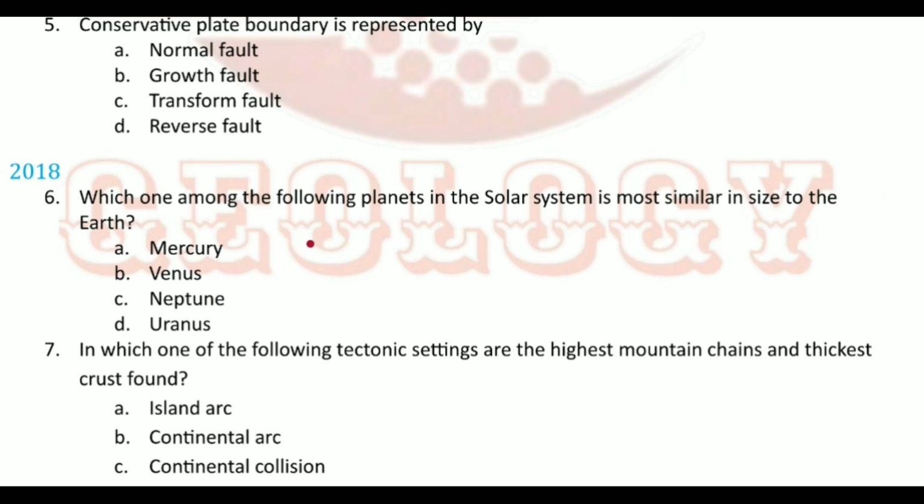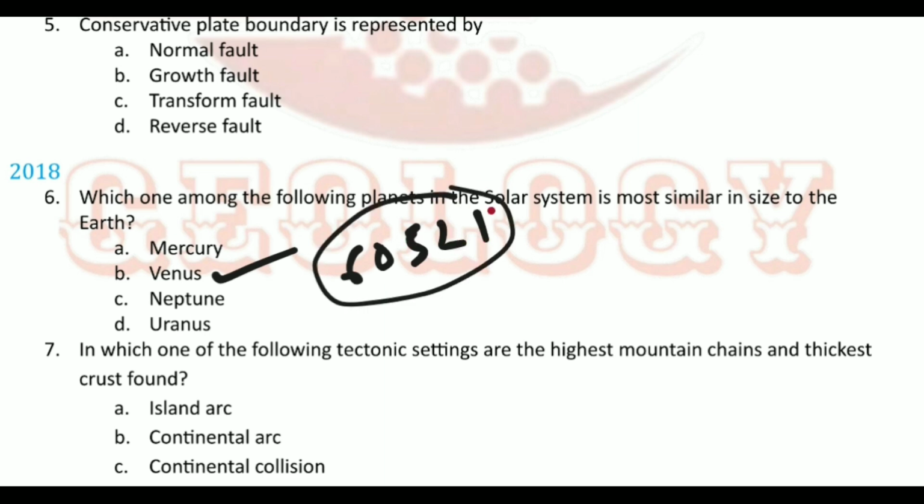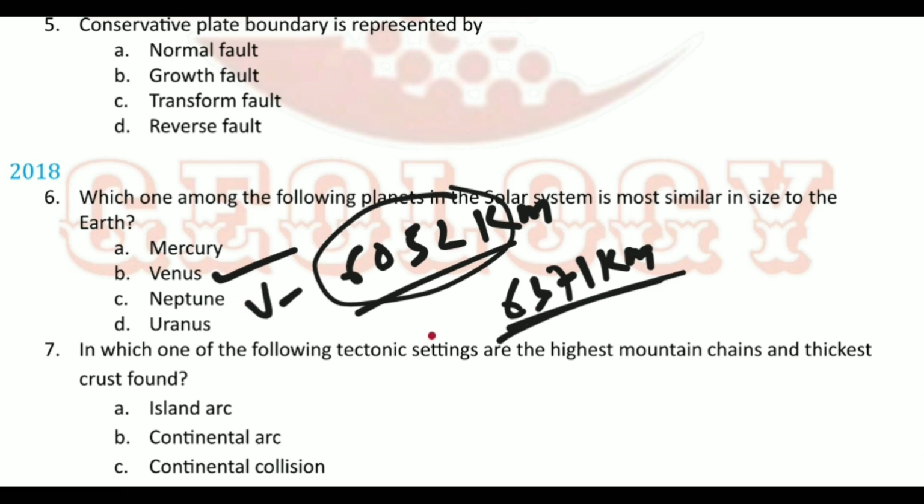Among these following planets, Venus has a size similar to Earth. The Earth radius is 6371 kilometers, and Venus is 6052 kilometers. It is the radius of Venus. Venus and Earth are the most similar in size. So the most similar size is Venus.